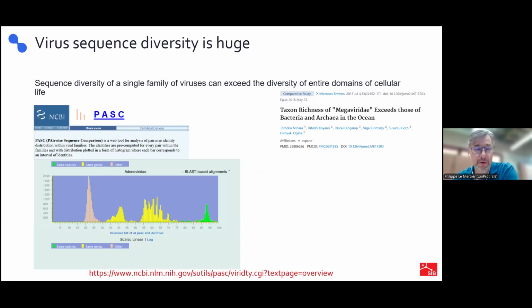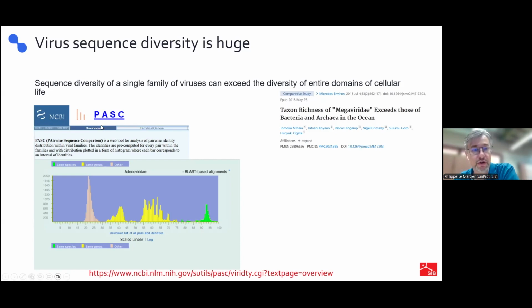Now, one of the big problems in virology is that the sequence diversity is huge. For example, the diversity in a single family of viruses can exceed the diversity of an entire domain of cellular life, which is very important. There is a paper here which shows that just Megaviridae have much more diversity than the whole archaea and bacteria in the ocean. Of course, the genomes are much smaller, but they are much more diverse, and we have a lot of different proteins with no relation to anything known. So this is a big problem for studying viruses.